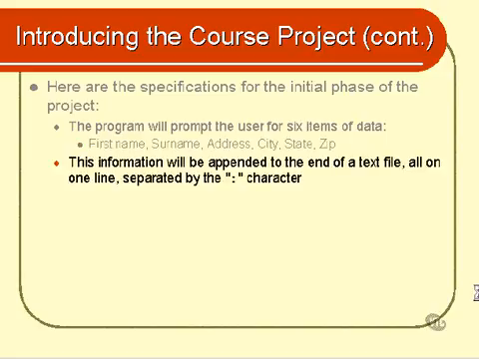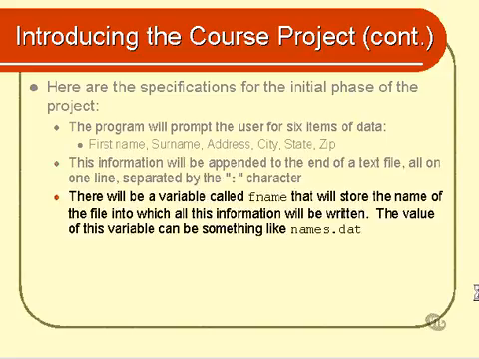Then I want the program to append this data to the end of a text file. If that text file doesn't exist, I guess the text file will have to get created. And I want all the data to be added on a single line in that text file. And every piece of information will be separated from the next one by a colon. So it'll go first name, colon, surname, colon, address, and then finally up to state, colon, zip, and you don't need to put a colon after the zip.